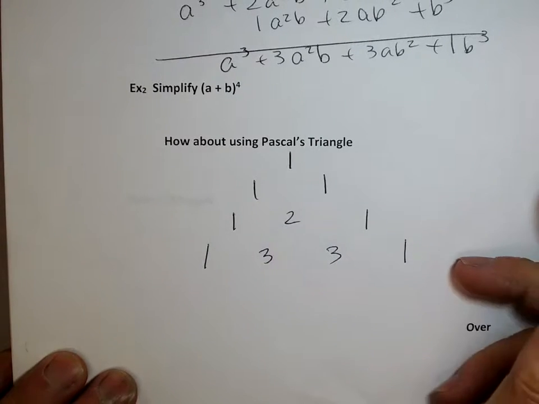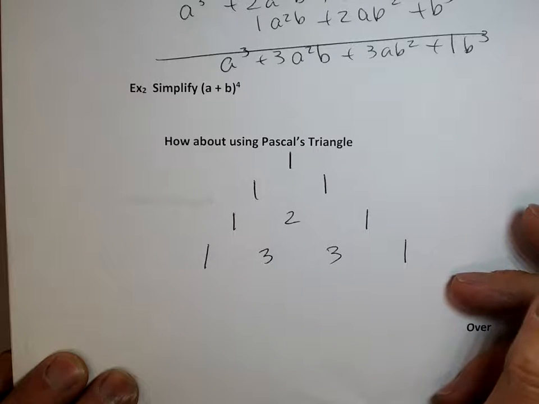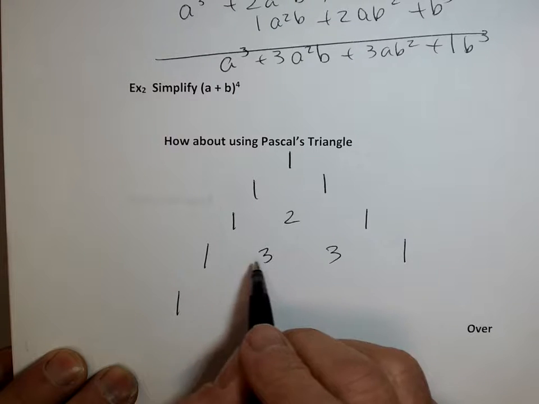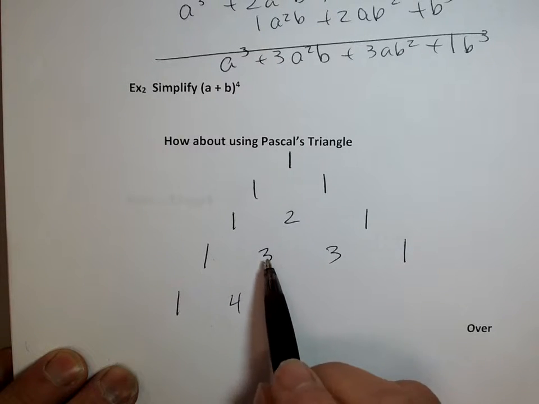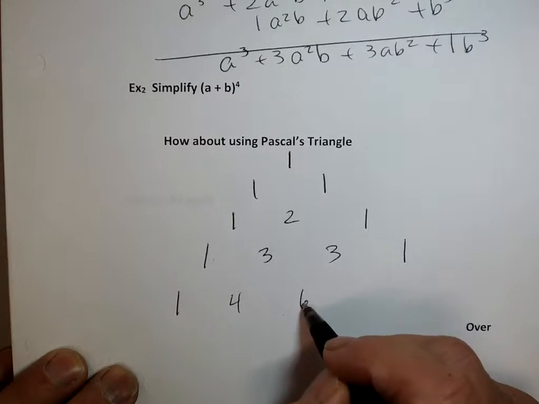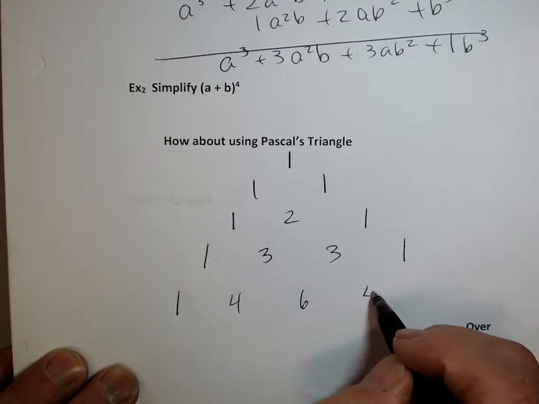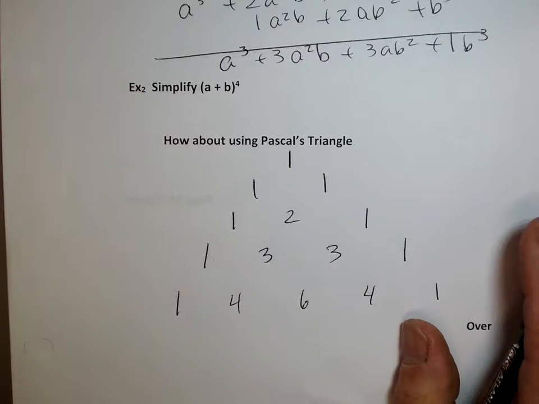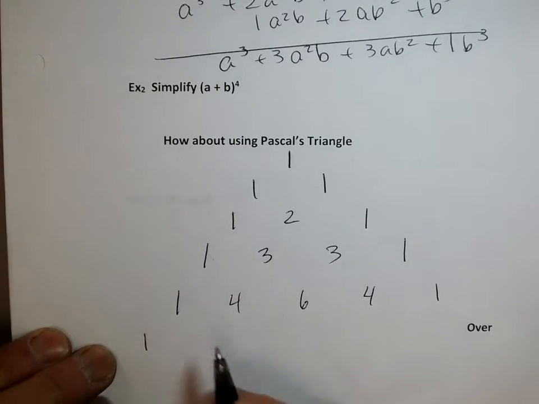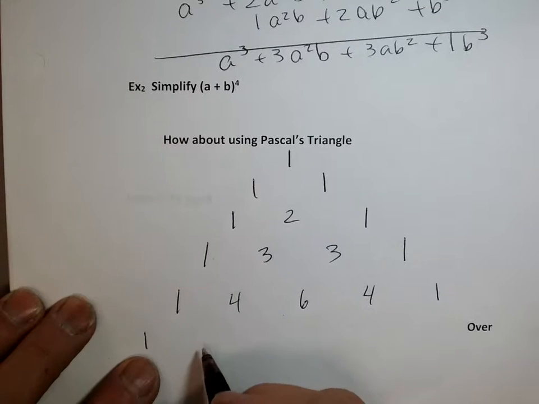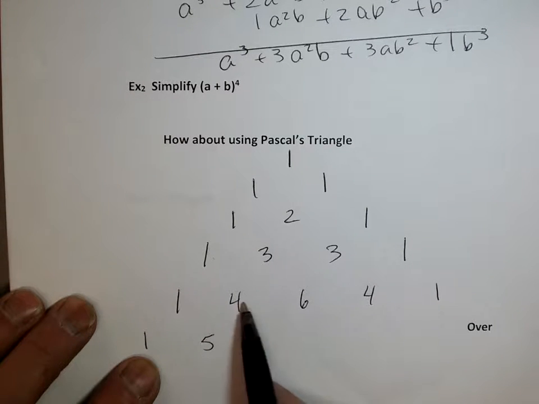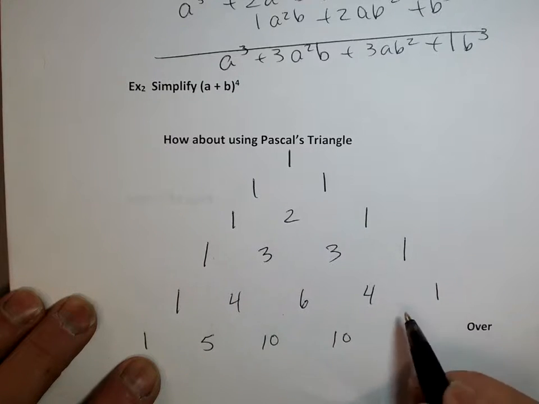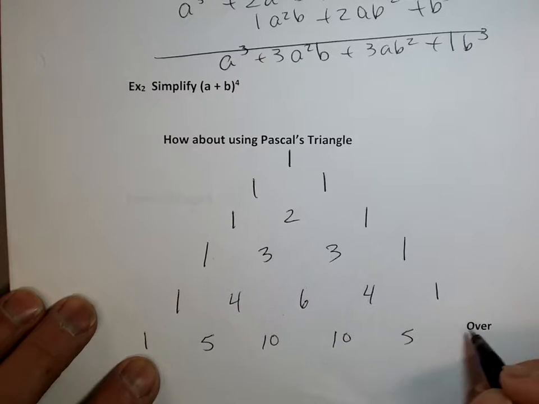Always start and end with a 1 on Pascal's triangle. So the fourth row of Pascal's triangle is 1. 1 plus 3 is 4. 3 plus 3 is 6. 3 plus 1 is 4, and then end with a 1. That's the fourth row. Then we do the fifth row. 1. 1 plus 4 is 5. 4 plus 6 is 10. 6 plus 4 is 10. 4 plus 1 is 5, and then another 1.